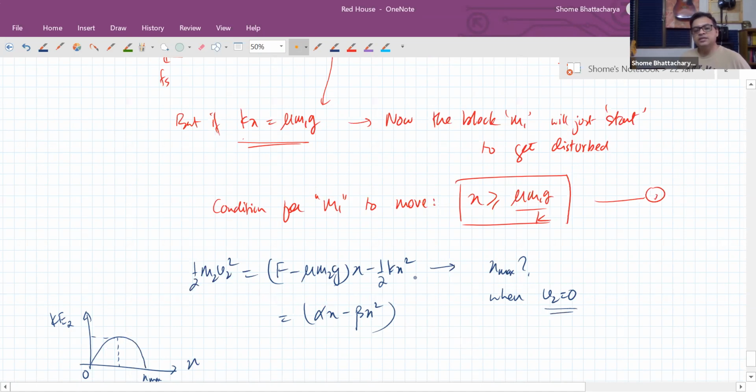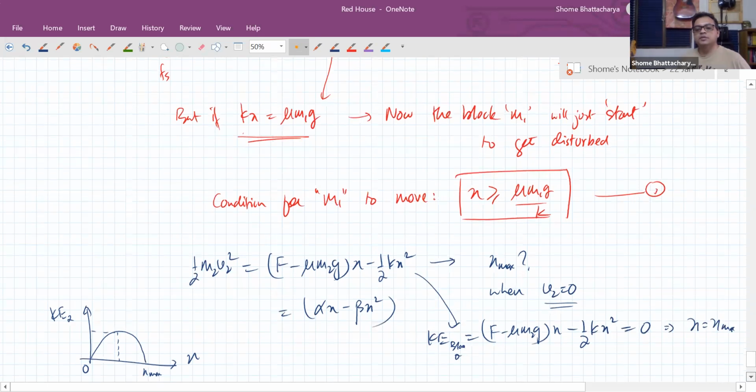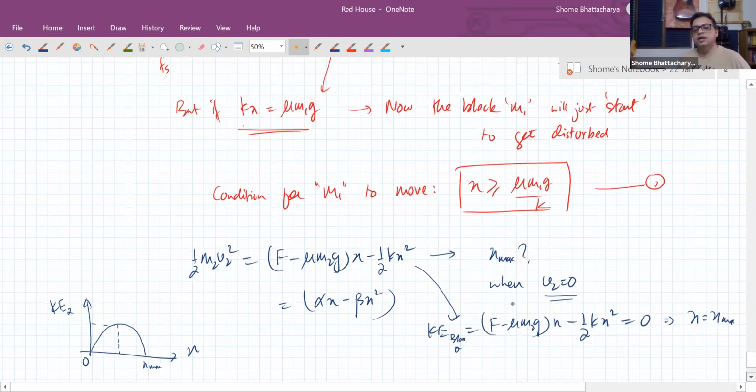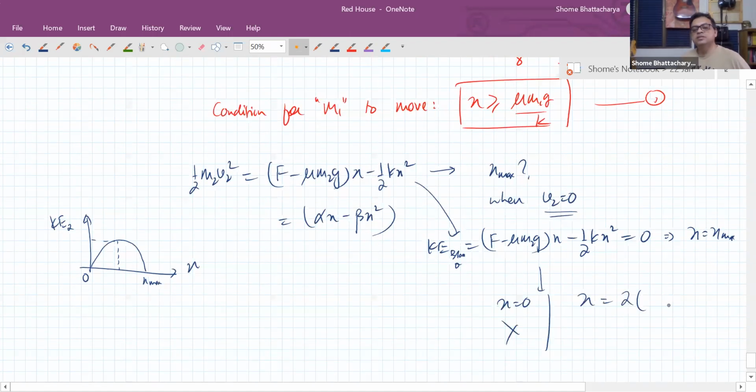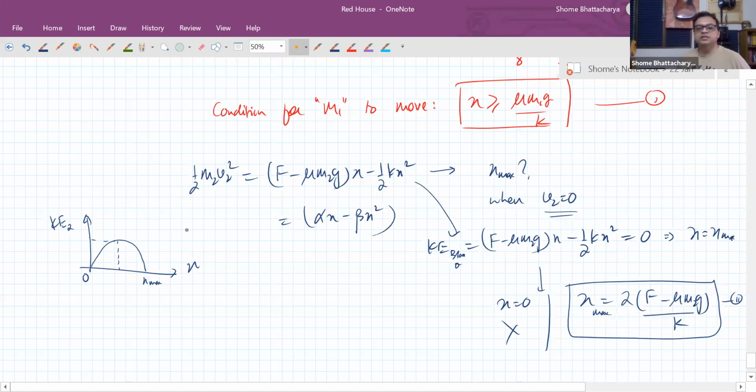So how will we get the maximum value of x from here? When this becomes 0, that means the kinetic energy of block 2 is 0, and x has become x maximum. That happens when either x is 0, which is obviously not the case, or x is 2 times F minus mu m2g divided by k. So this is the maximum value, the x maximum, assuming that this block M1 has not moved.